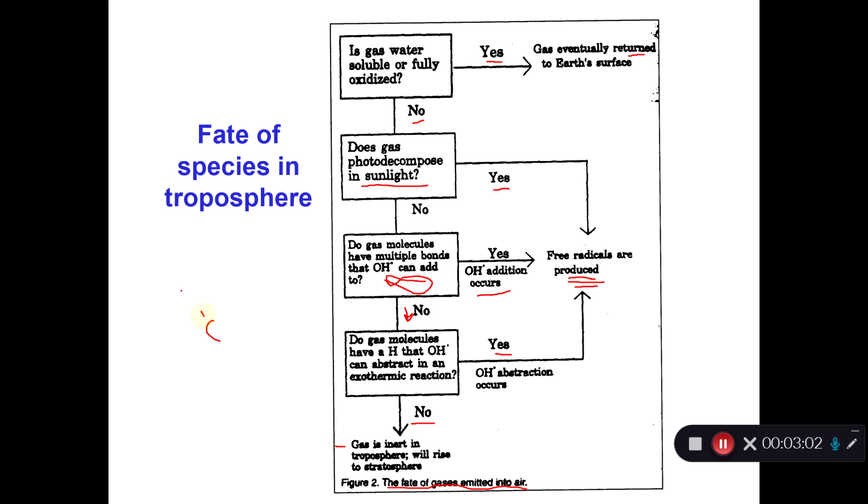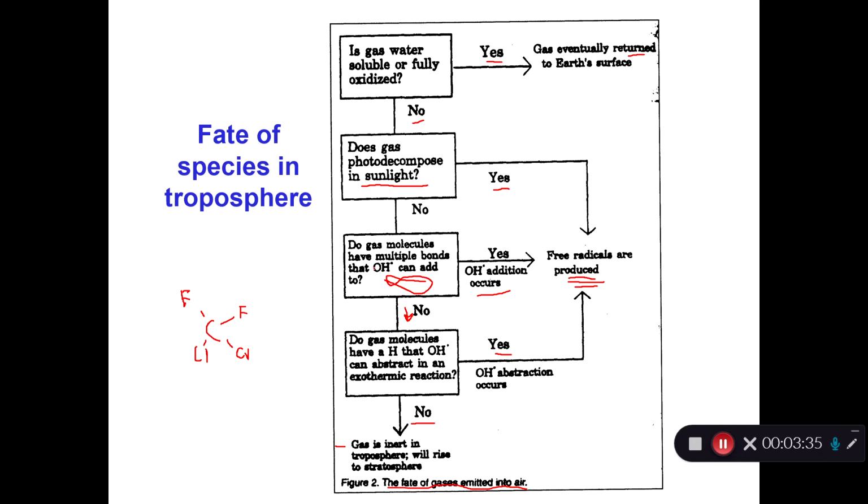In the first part of the class, we spent a lot of time talking about Freon 12. So, is it water soluble or fully oxidized? Not particularly soluble. Actually, in this case the chlorine is fully oxidized, but it's not water soluble. Does it photodecompose? The carbon-fluorine and carbon-chlorine bonds are too strong and will not react unless the sunlight wavelengths get well below 290 nanometers. So in the troposphere, the answer to this is no.